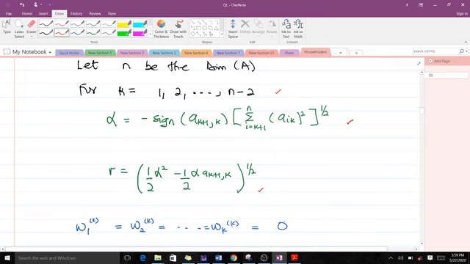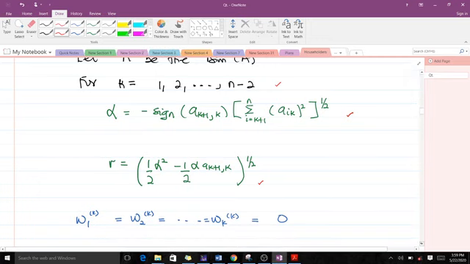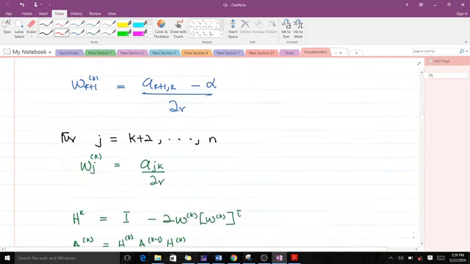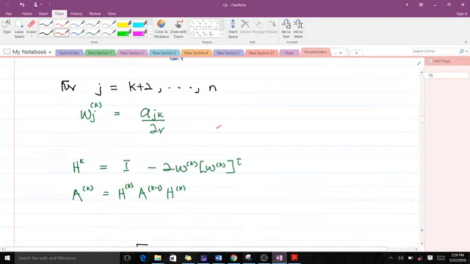Right, so this is the algorithm. We explained it in our previous video. Don't worry, as we use it to solve the example, we will explain how to use it. And we have this here too. This is for finding your wj, this is used to find your H matrix, and this is the formula for finding our A.